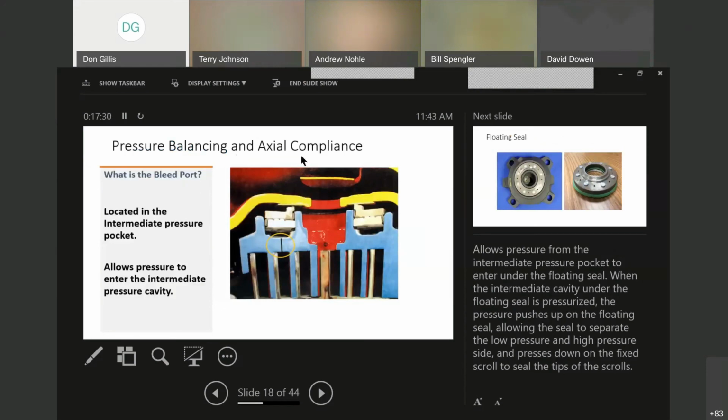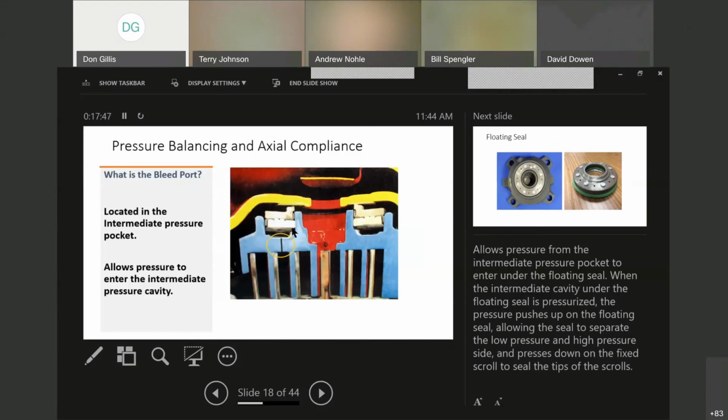Pressure balancing and axial compliance. What is the bleed port? It's located in the intermediate part of the pressure, the fixed scroll. It's a small hole through there. It allows the pressure to enter the intermediate pressure cavity. And I'll try to explain this the best I can.